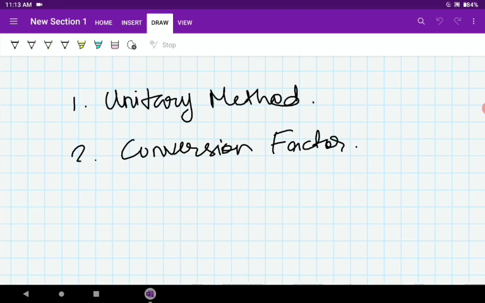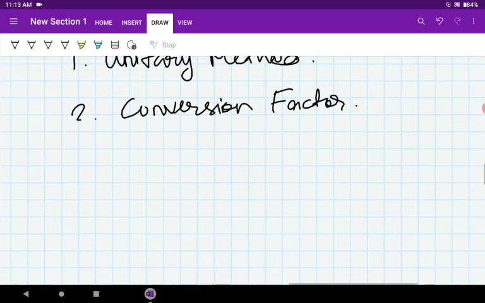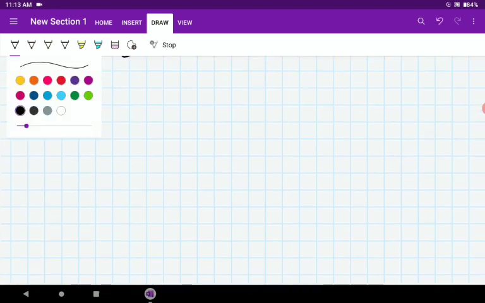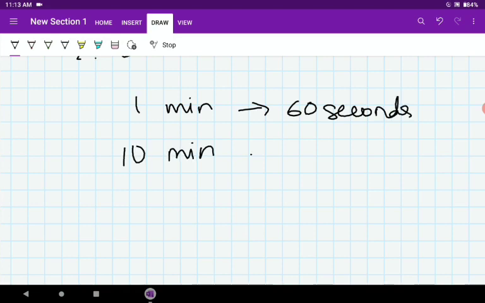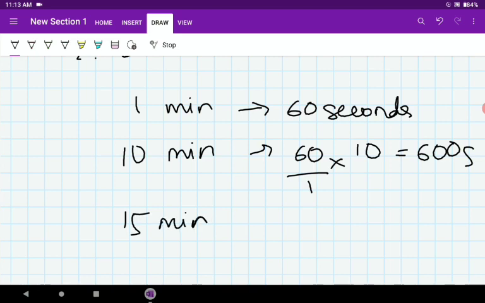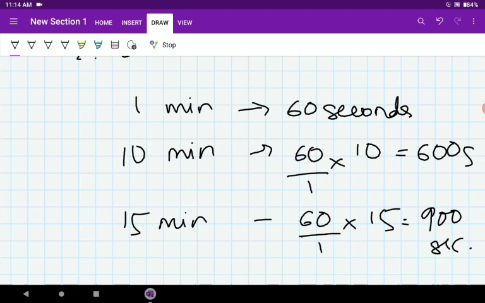How can we do it with unitary method? Unitary method is very simple. If 1 minute has 60 seconds, so 10 minutes will have 60 divided by 1 into 10, that is equal to 600 seconds. Similarly, 15 minutes will have how many seconds? 60 divided by 1 into 15, that is equal to how much? 900 seconds. So this is a unitary method. It's very easy and simple.